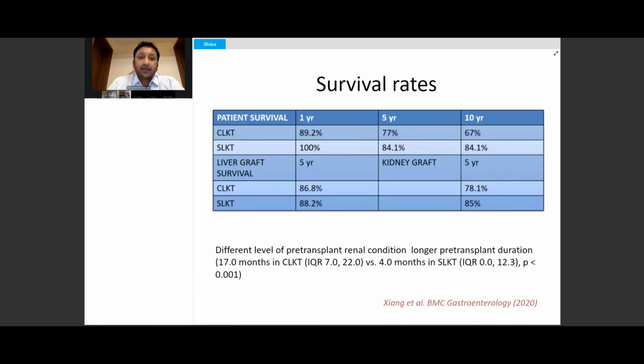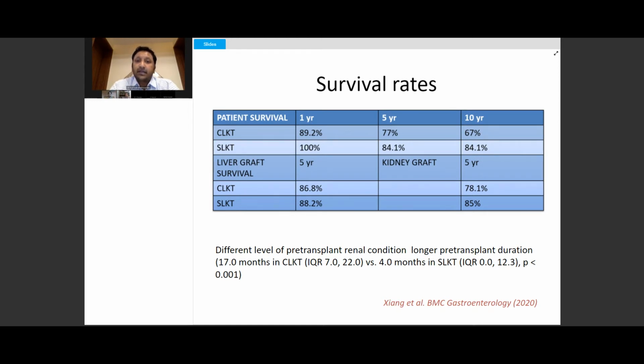This is one particular study which was released recently, which shows the long-term survival effects. When you compare the long-term survival of 1 year, 5 year, and 10 year of patient survival in combined liver kidney and sequential liver kidney transplant, the 1 year survival rate is about 89% in the CLKT population and about 100% in sequential liver kidney transplantation. The 5 years about 77 and 84%, and 10 years about 67 and 84%. However, different levels of pre-transplant conditions and longer pre-transplant duration have led to superior results in a sequential liver kidney transplant. The liver graft survival at about 5 years is almost the same in both combined or sequential liver kidney transplant.